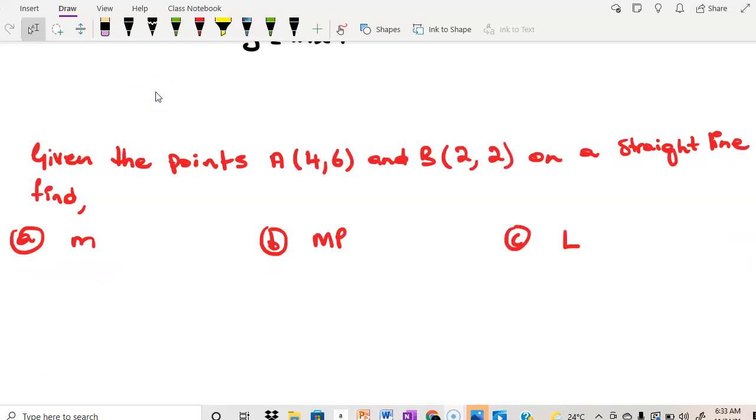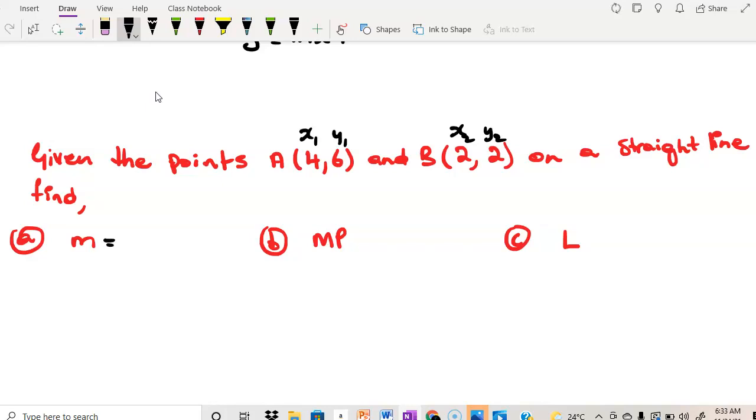So our gradient m is equal to y2 minus y1 over x2 minus x1. Our first step, guys, is to label the points. So let's go ahead and label those points. So we have x1, y1, x2, y2. Very important that you label those points, guys. All right, here we go.